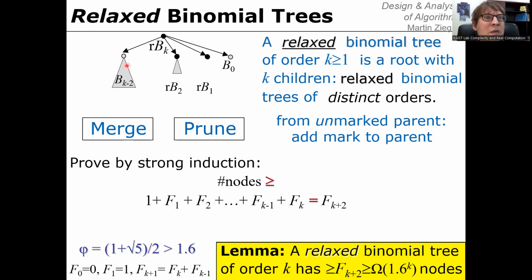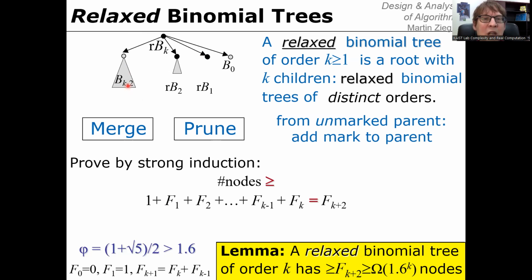So that means in the worst case, the relaxed binomial tree of order k with the least number of nodes is the one where the largest subtree has been pruned, the subtree with index k minus 1. So that means in the induction step that sum only ranges up to B_{k-2}.